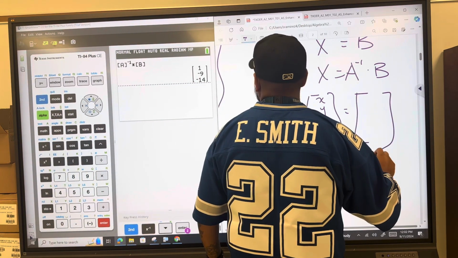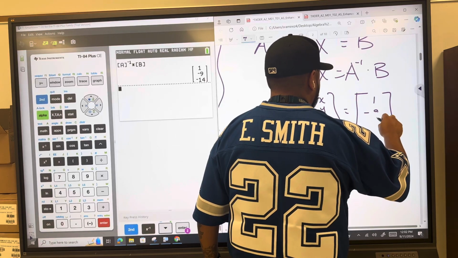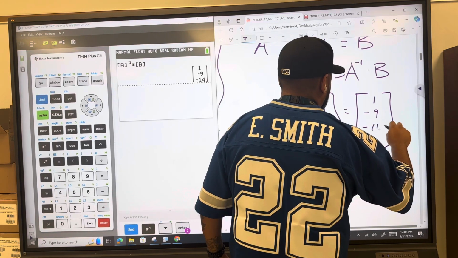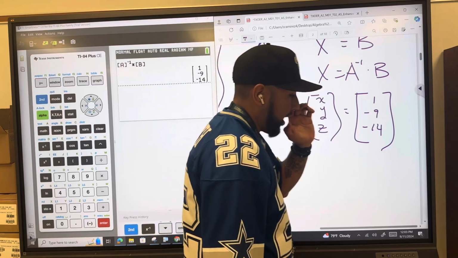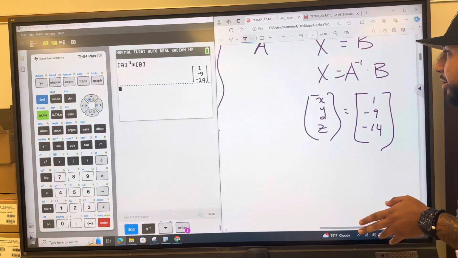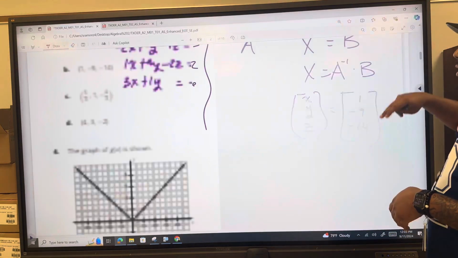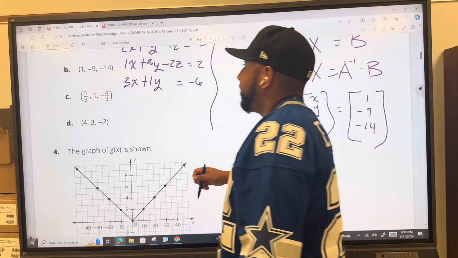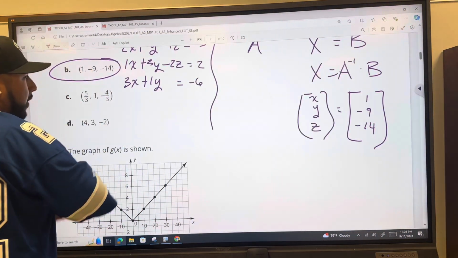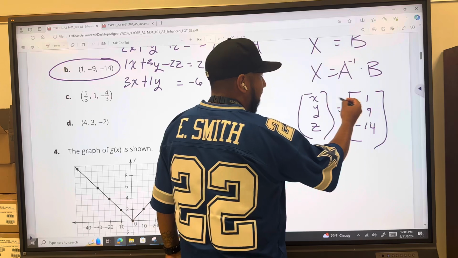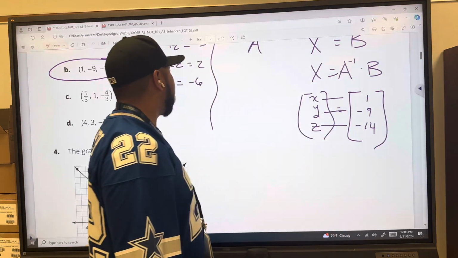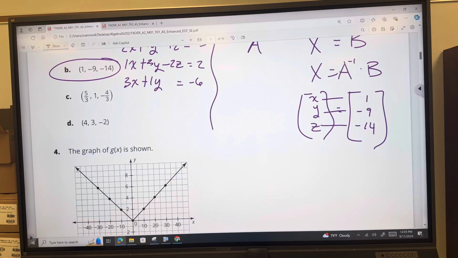I challenge you, do this by hand because the calculator gave me the answers. But I challenge you, do it by hand, please. The answer is B. Right? Because we got X, Y, Z. Very good. Moving on.